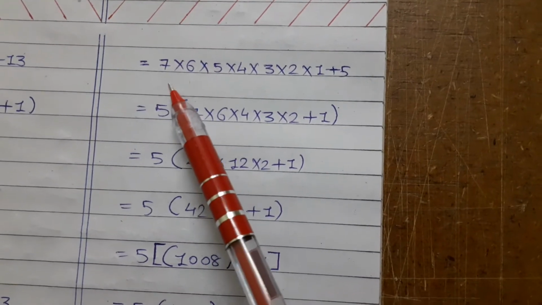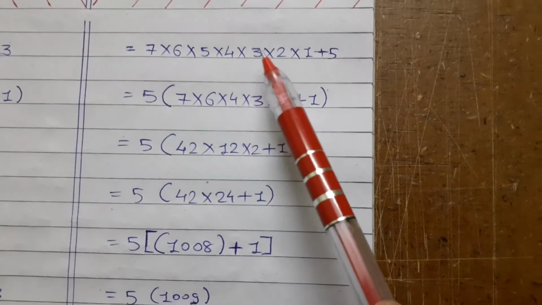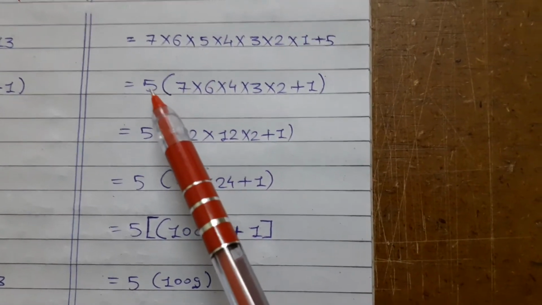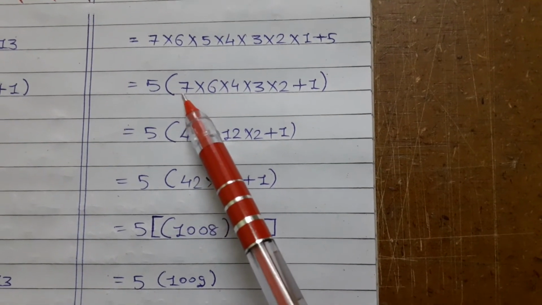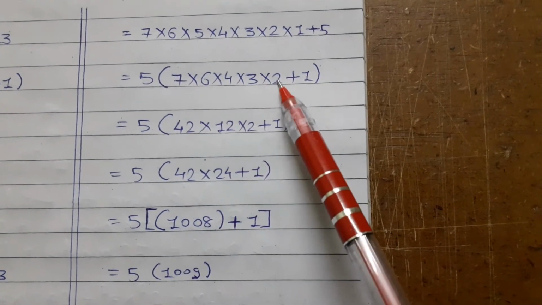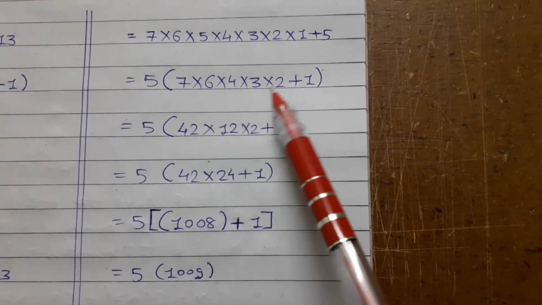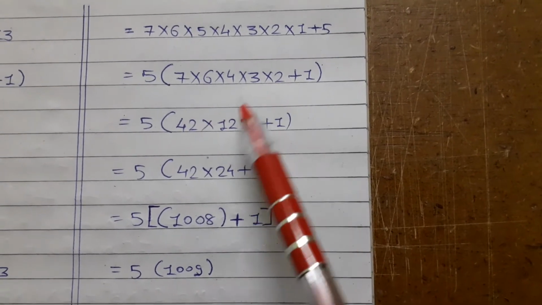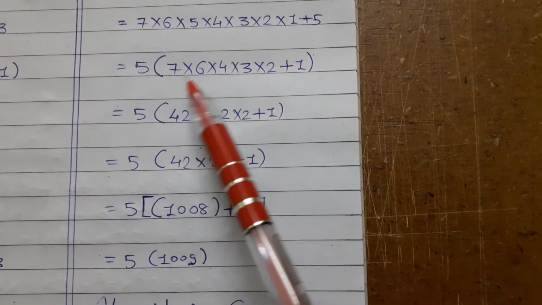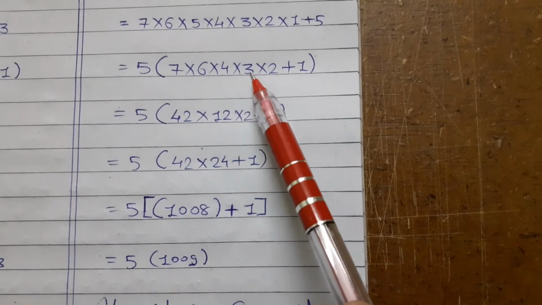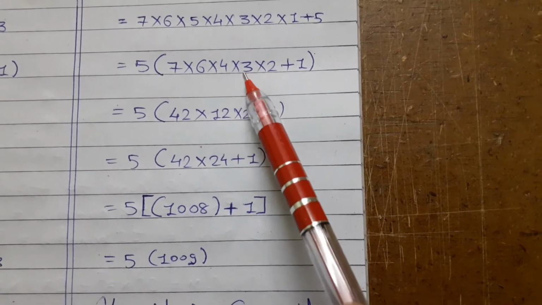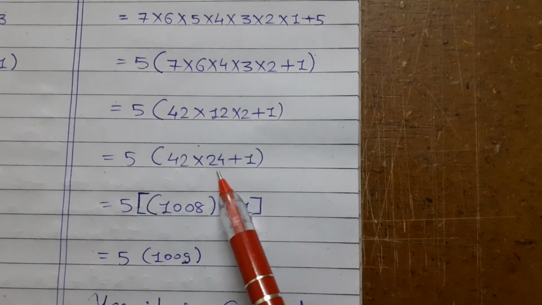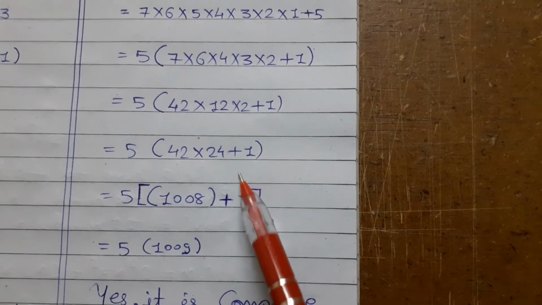Second value they have given is 7 into 6 into 5 into 4 into 3 into 2 into 1 plus 5. Okay, so we will take the common 5. So we are getting in the bracket 7 into 6 into 4 into 3 into 2 plus 1. Multiplying the value or simplifying the given values, we are getting 7 6s are 42, 4 into 3 is 12, 12 into 2 is 24, plus 1.